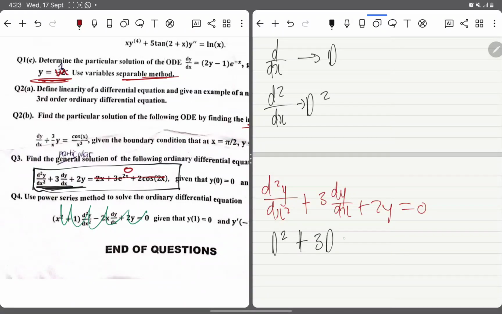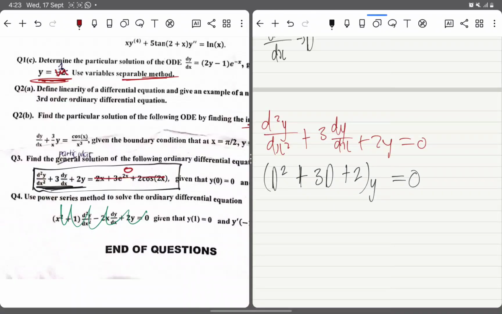So it's D squared plus 3D plus 2. Don't put the y because the y's we are going to put outside. This is going to be equal to 0. So we have rewritten it in this form. It is called the D operator form. That is what you do in step number 1 when you have it equal to 0: you rewrite it in D operator form. When you rewrite it in D operator form, you don't make anything the subject. Exactly as it is, you just change it to D operator form.